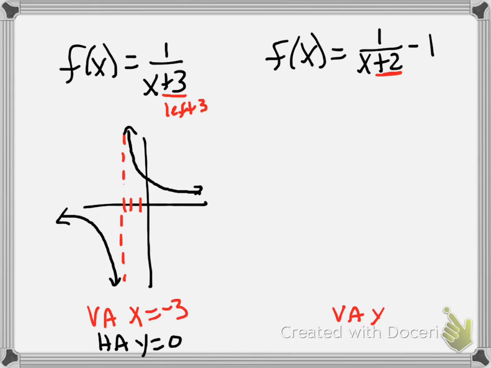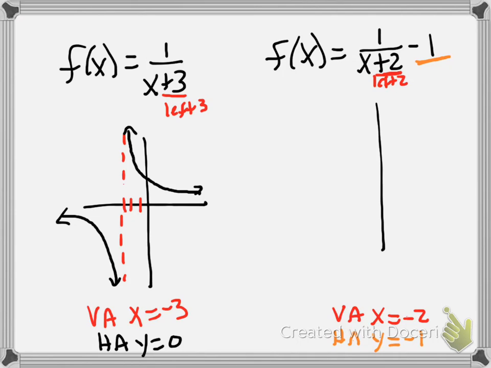So my vertical asymptote is going to be x equals, and again it's always the opposite sign of what you would think, so it's going to be negative 2, because this thing went to the left 2. Now the new one is this minus 1 behind it. This is actually going to tell you your horizontal asymptote. Instead of being 0, it's going to be negative 1. It's going to be the same side as it was before.